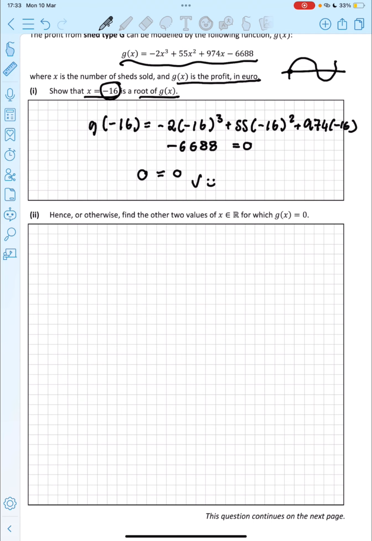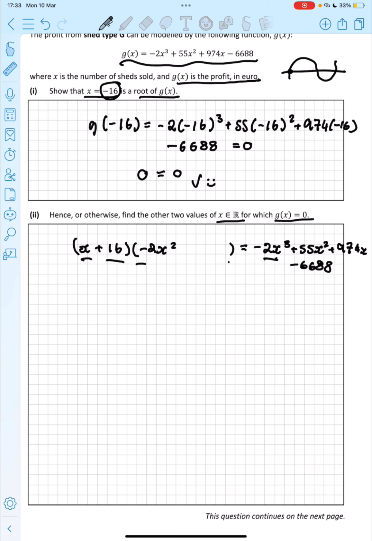Then, hence or otherwise, find the other two values for x, an element of R, for which g(x) equals 0. So we know that minus 16 is a root, so therefore x plus 16 is a factor. So (x plus 16) times some quadratic, as we said before, is going to equal -2x cubed plus 55x squared plus 974x minus 6,688. So as we said, first times first will give me first. So x times what will get me -2x cubed? That will be -2x squared.